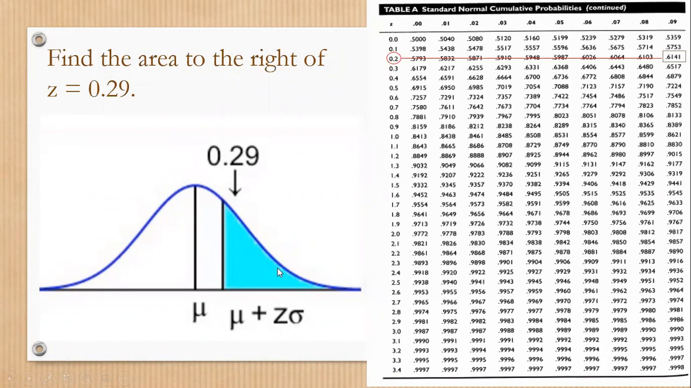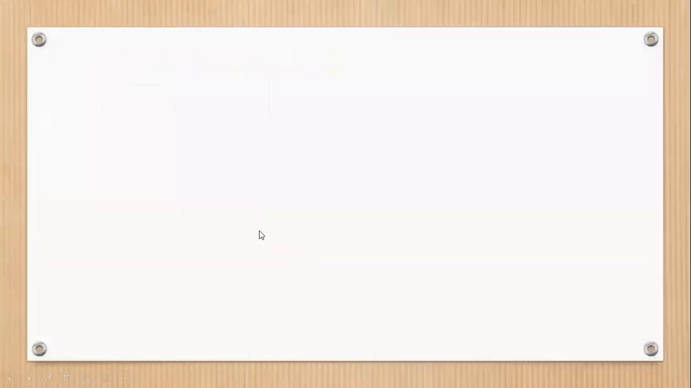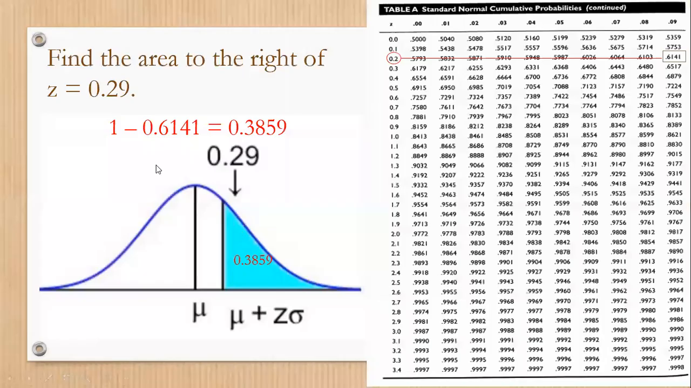So, therefore, as suggested in the steps, you have to subtract this table value from 1, and you will get 0.3859, and that will be your final answer. Therefore, the area to the right of z equals 0.29 is 0.3859. Okay? So, ganun lang po ang pagtingin doon, ha.